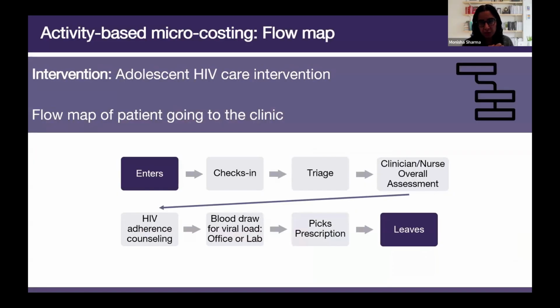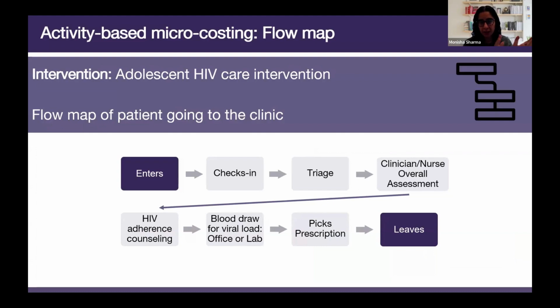And one thing that's useful when you're doing a microcosting is you can actually create an intervention flow map. And this can make it easier to make sure you have all the activities and you have all of the categories and the resources associated with your intervention. So here, this is pretty detailed about just one activity. And so this is an adolescent HIV care intervention.